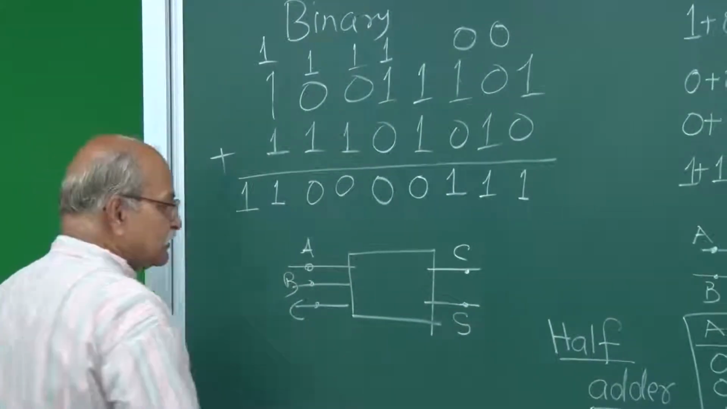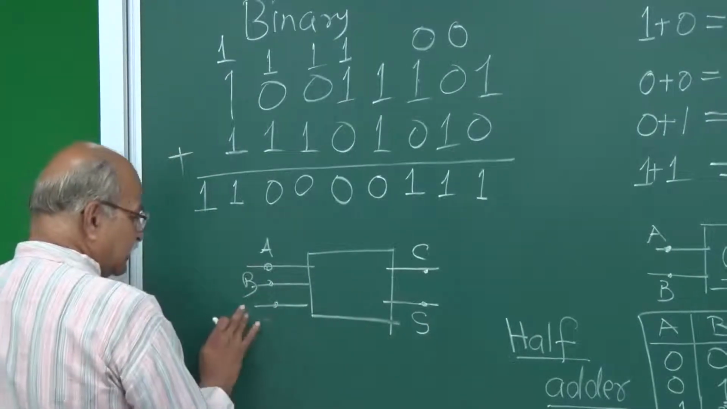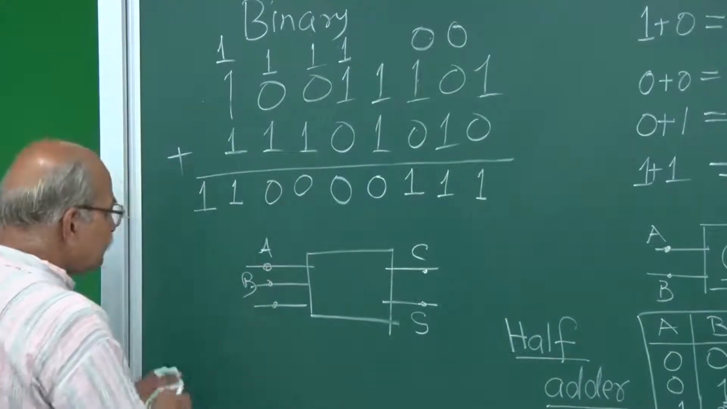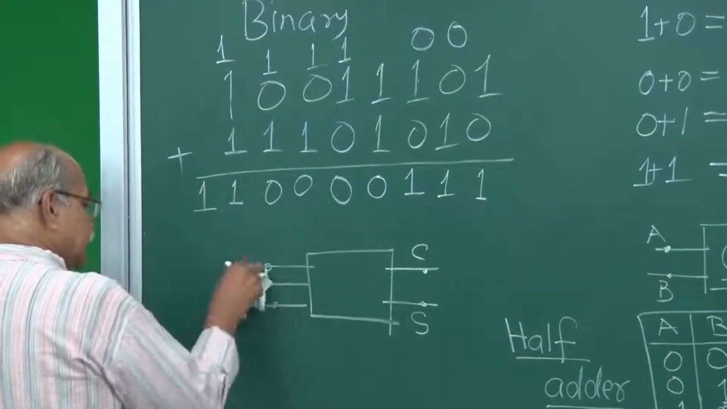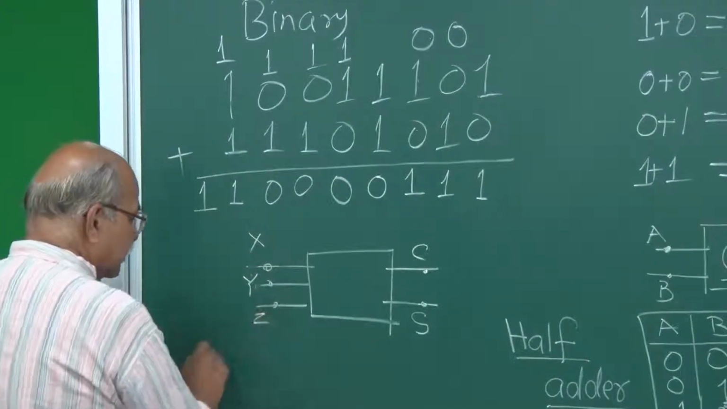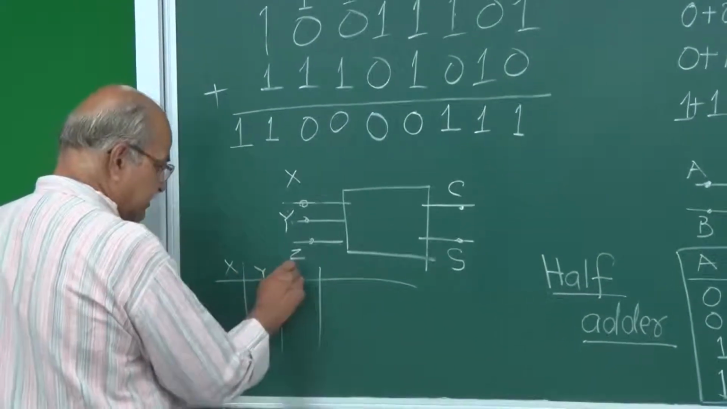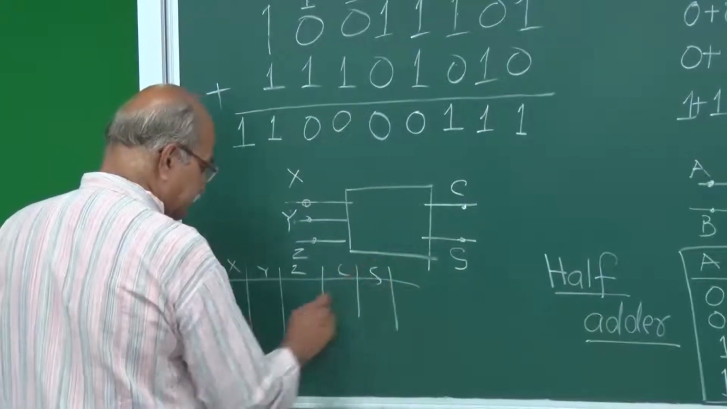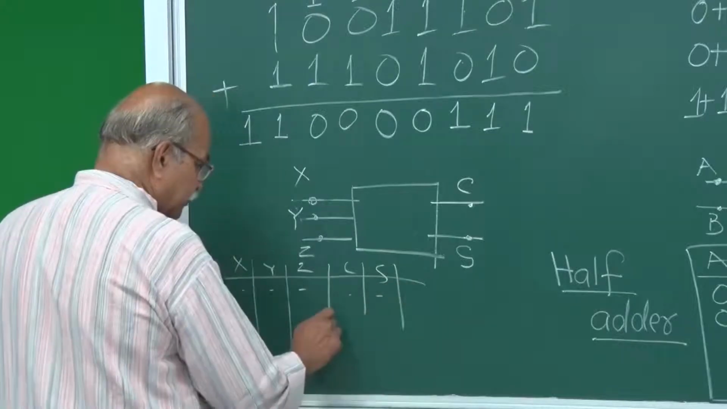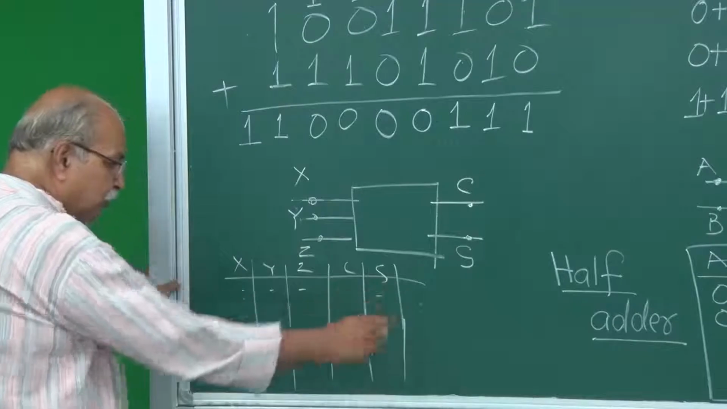This time, let me not call it C, C is for carry, let me call it X, Y, Z. No confusion, X, Y and Z. So you can make a table, X, Y and Z, and then carry and the sum, and then you can put numbers here, what should be the carry, what should be the sum. How many rows will be there?